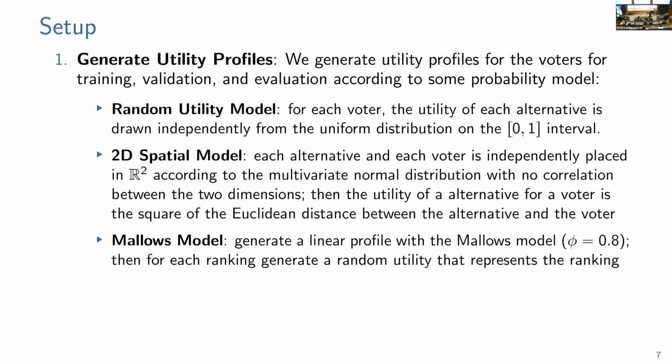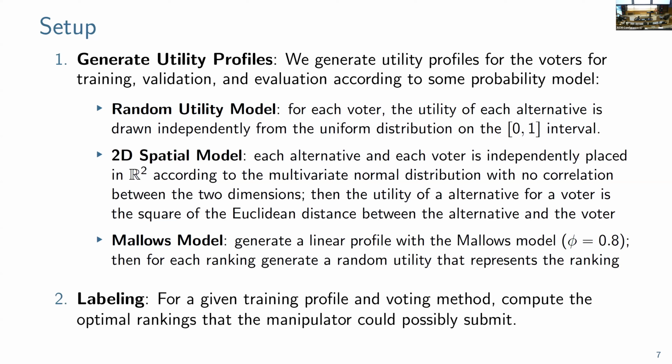So we generate a linear profile using a Mallows model, and then for each possible ranking, we generated a random utility that represented that ranking. Okay, so we had 3 ways of generating utility models.